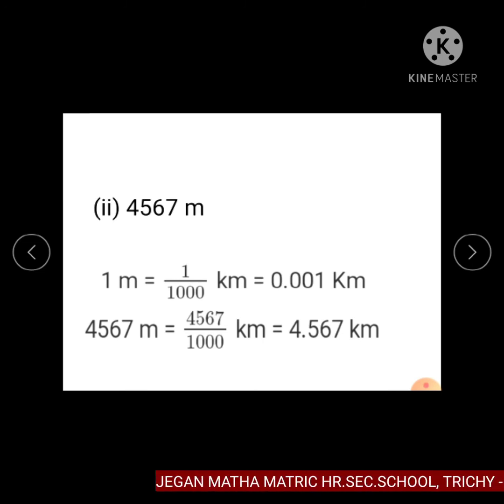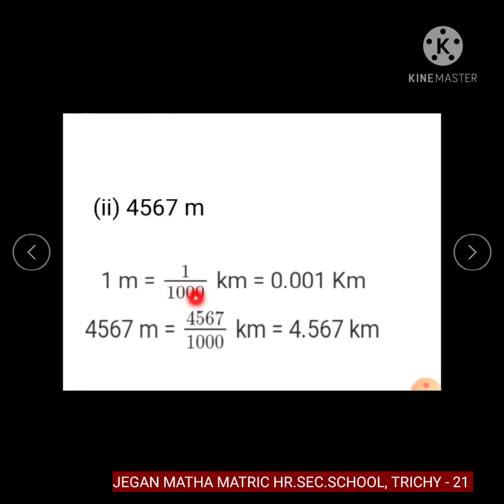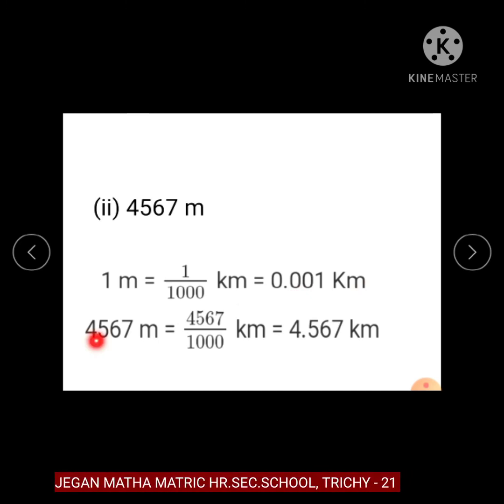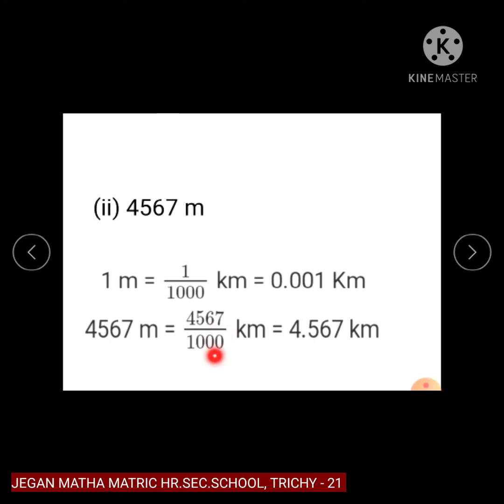Subdivision 2. 4567 meter. 1 meter equal to 1 by 1000 kilometer, which is equal to 0.001 kilometer. So therefore 4567 meter equal to 4567 by 1000 kilometer is equal to 4.567 kilometer.